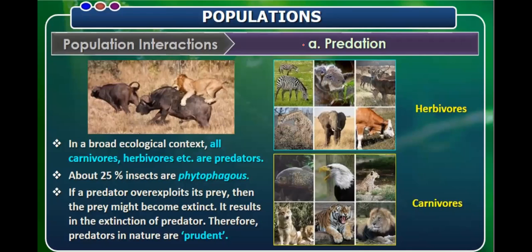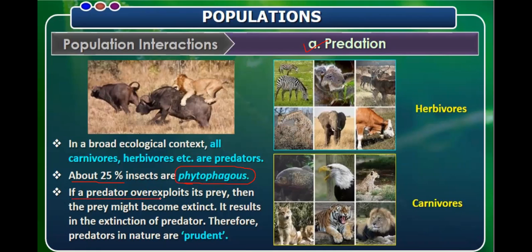Now, what is predation? In a broad ecological context, all carnivores and herbivores are predators. Herbivores are also predators, and carnivores are also predators. About 25% of insects are phytophagous. So insects eating what? Plants. That is called phytophagous.